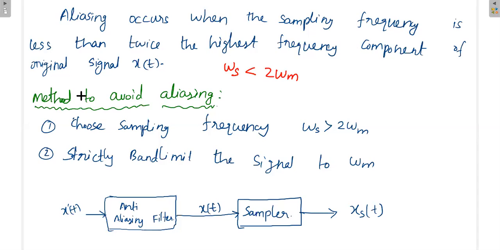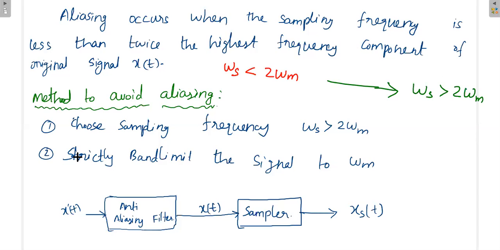Then what is the method to overcome aliasing? Method to avoid aliasing: we have to choose the sampling frequency. Definitely, to overcome aliasing, omega s has to be greater than 2 omega m. Then, before going to this formula, we have to fix what omega m is. We have to fix what omega m is.